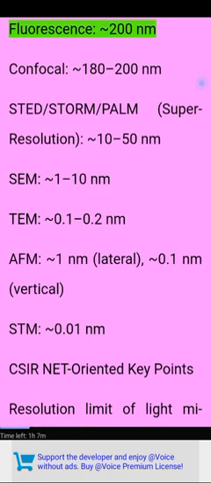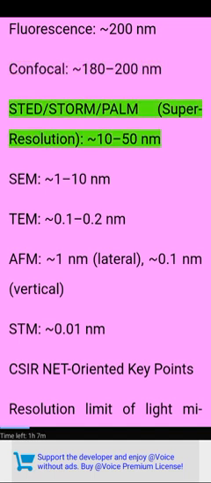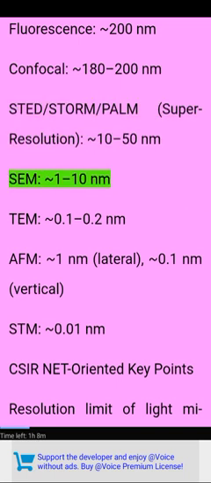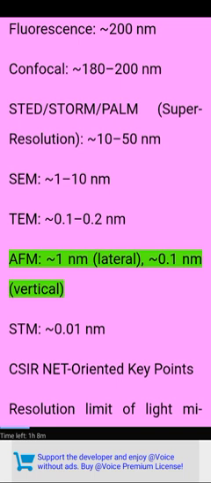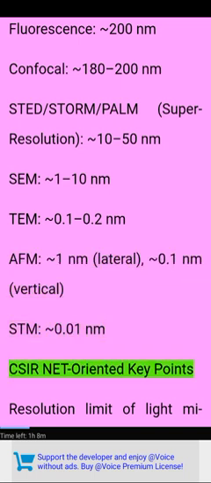Summary of resolving powers. Bright field, phase contrast, DIC, approximately 200 nanometers. Fluorescence, approximately 200 nanometers. Confocal, approximately 180 to 200 nm. STED, STORM, PALM, super resolution, approximately 10 to 50 nm. SEM, approximately 1 to 10 nm. TEM, approximately 0.1 to 0.2 nanometers. AFM, approximately 1 nanometer lateral, approximately 0.1 nanometers vertical. STM, approximately 0.01 nanometers.